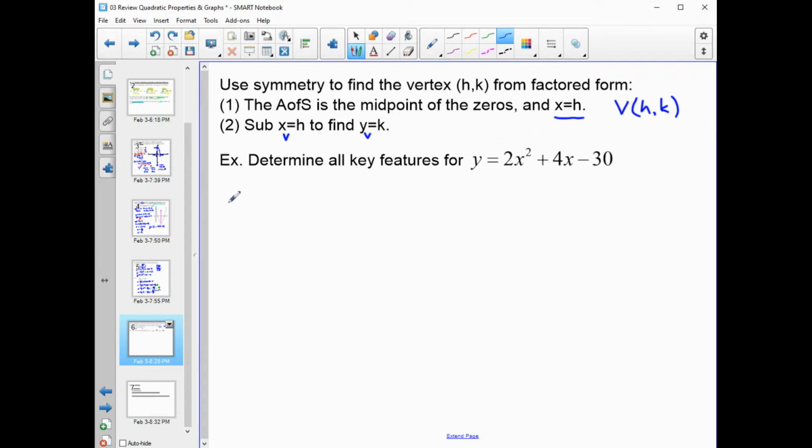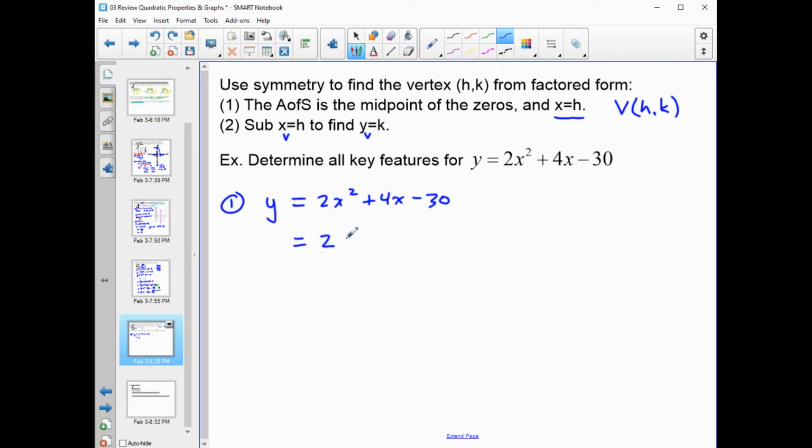So step one is going to be factored form and using that to find the axis of symmetry. So I'm just going to rewrite this, 2x squared plus 4x minus 30. Hopefully the first thing you notice here is there's actually a common factor.